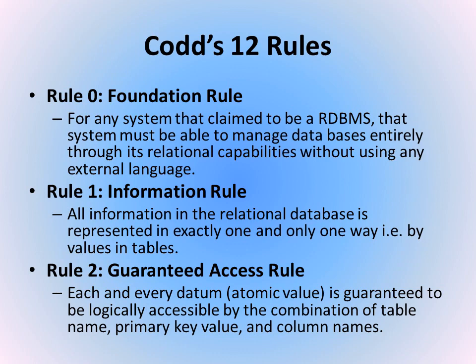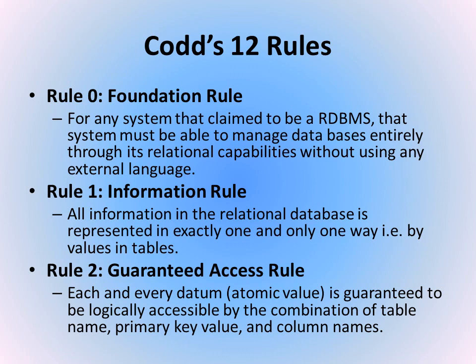This rule says each and every datum, that is atomic value, is guaranteed to be logically accessed by using a combination of table name, primary key value, and column name which we want to access. This rule means that data must be logically accessed using table name, primary key, and column names.